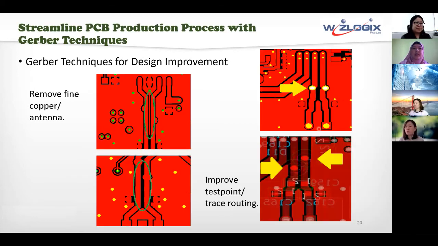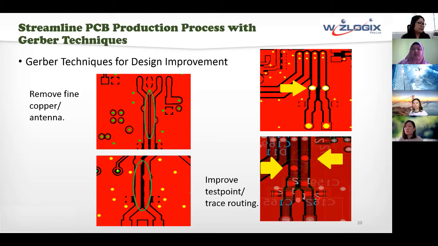Okay, we do remove fine copper or antenna, like I mentioned before. Fine copper and antenna are actually dangling lines. They can also be a point of EMI or even a crosstalk issue. So we try to remove any fine copper and antenna as well as isolated copper.